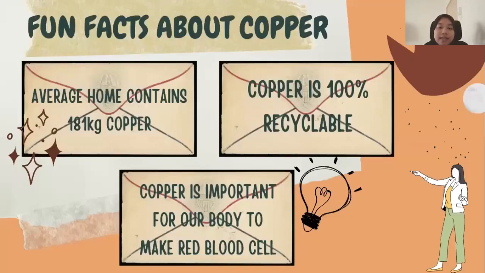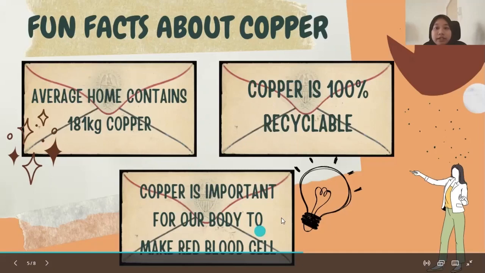Next, I have some fun facts about copper. The average home contains 181 kilograms of copper. This will be explained more in the application of copper. Next, copper is 100% recyclable, which means you can recycle copper and 80% to 95% of the recycled copper will be used back. The last fun fact is that copper is important for our body to make red blood cells.